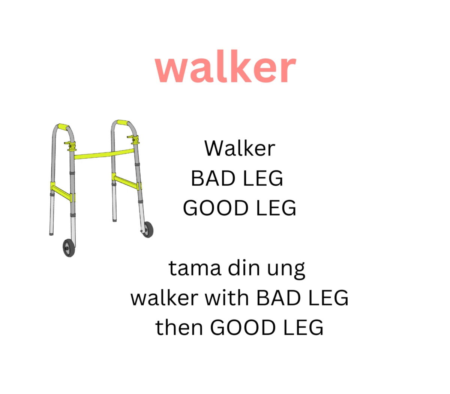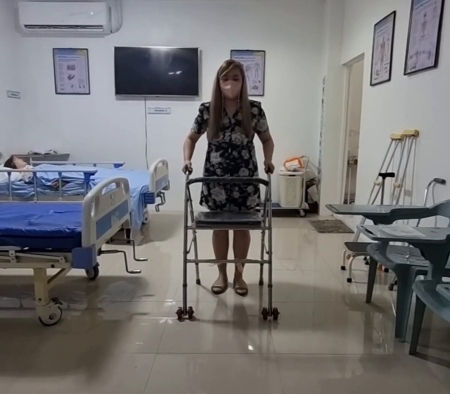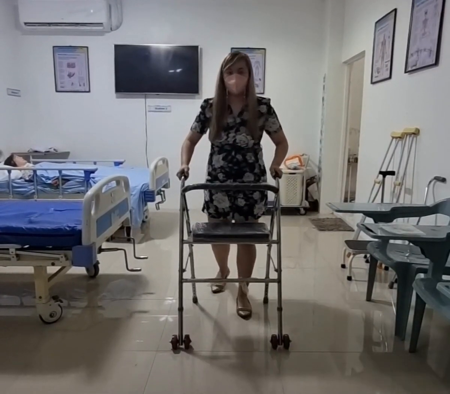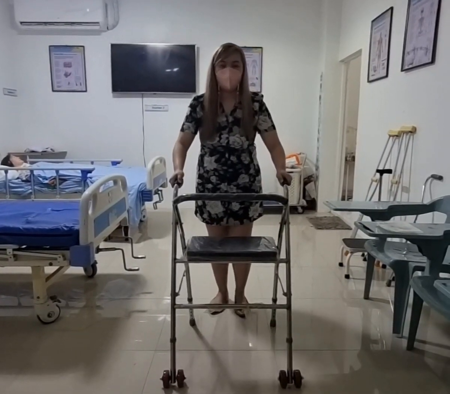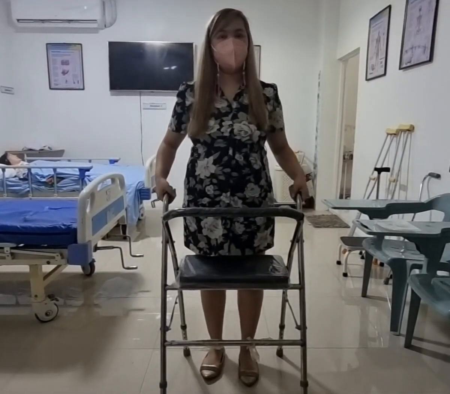Next, let's talk about walker. Ayan. So, walker po, para lang din siyang cane. So, walker, bad leg, good leg. Tama din naman yung walker with bad leg, then good leg. Ito po ay wheeled. So, i-roll mo siya. Roll, bad leg, good leg.